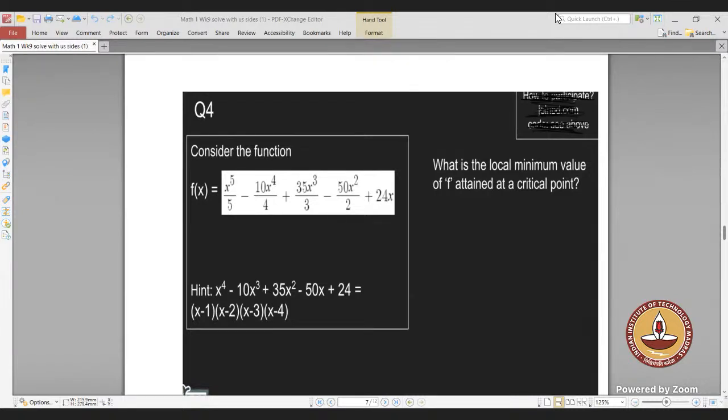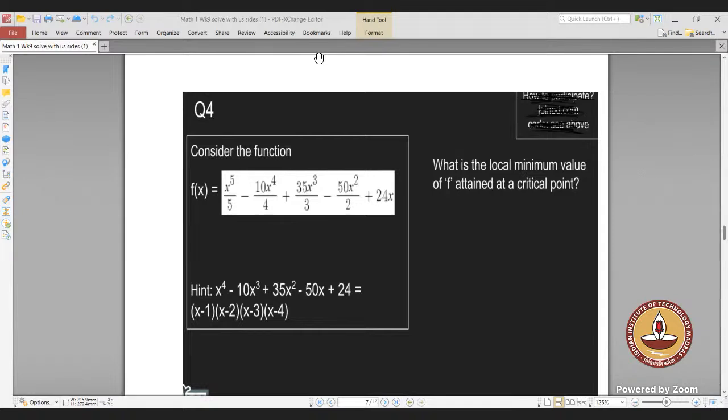Hello, am I audible? Yes, sir. So, what was the question you were asking? Does any polynomial function have a saddle point or not? Yes, sir. Actually, that is out of the scope. What we'll do, just remember this: if we do the double derivative test and we get f double dash of x equal to 0, then we'll say that point is a saddle point. Okay.